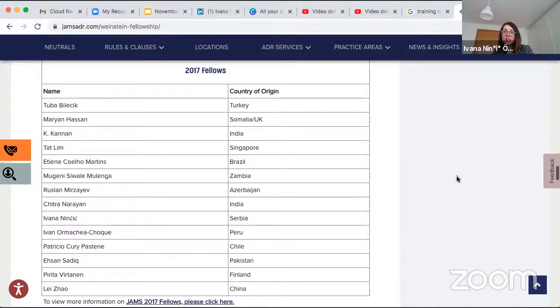But yes, I think she implemented mediation techniques that we learned during the fellowship and was interested to see really the JAMS model.